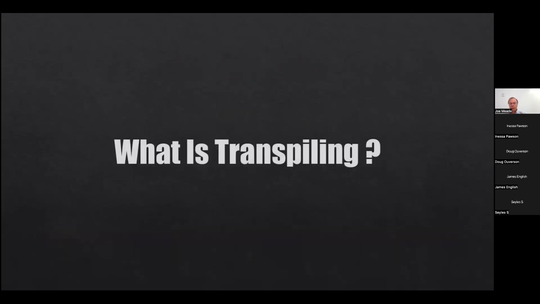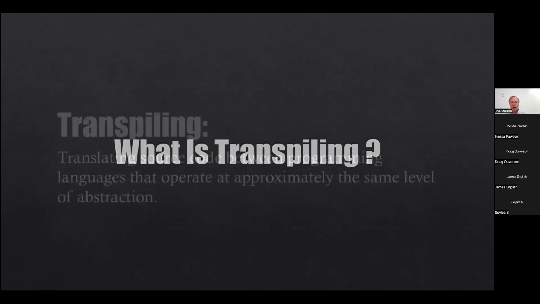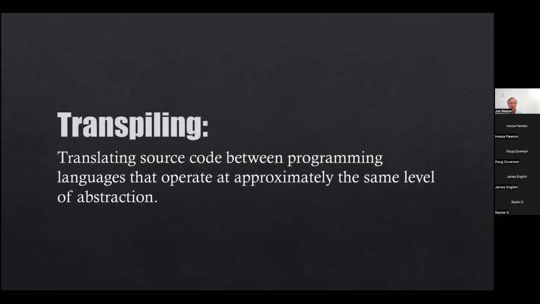But first, I think I'm going to do a quick review on what transpiling is, if you did not see the previous talk. So what is transpiling? Here's a simple definition. It's translating source code between programming languages that operate at approximately the same level of abstraction. So you can think about TypeScript is transpiled to JavaScript, or Kotlin transpiled to Java. There, of course, are many other examples.